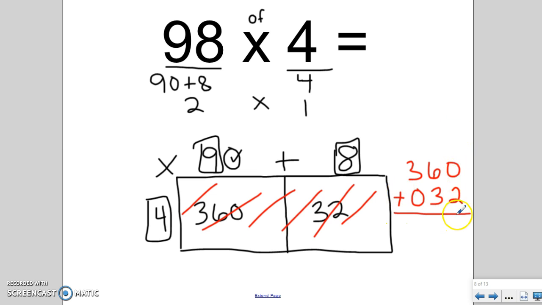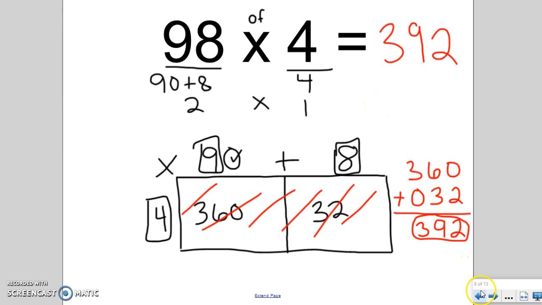And since this is part of COAS, we add column by column by column. Well, 0 plus 2 is 2. 6 plus 3 is 9. 3 plus 0 is 3. So I know that my final answer to 98 times 4 is 392.